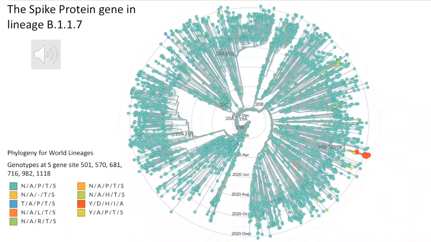So just how unique are the changes that have occurred in the spike protein in the lineage B117? To answer this, a comparison can be made between the sequences of the spike protein from all the other lineages, specifically looking at those that have changed. These are the codon sites 501, 570, 681, 716, 982 and 1118.